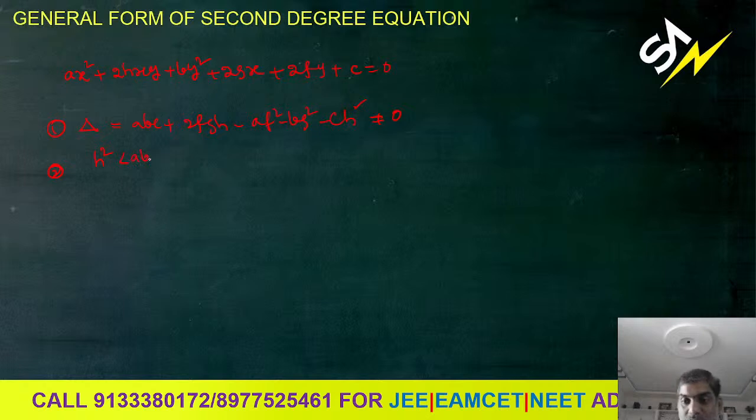H square should be less than AB. Then what do we get? Then we can get an ellipse.